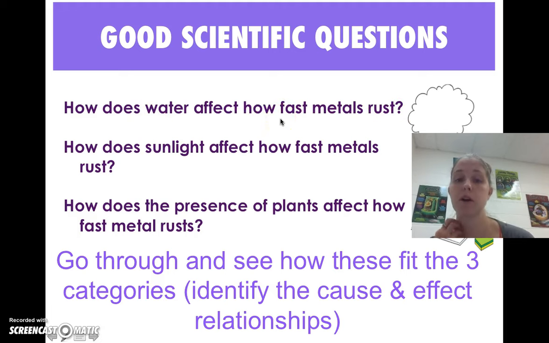Could I create an experiment to test that? Probably, right? I could create an experiment where I put water on one metal and not on another, and see which one rusts faster. The same thing for this one. How does sunlight affect how fast metals rust?